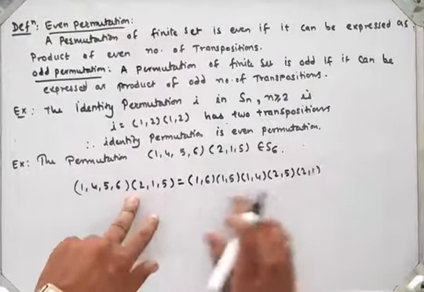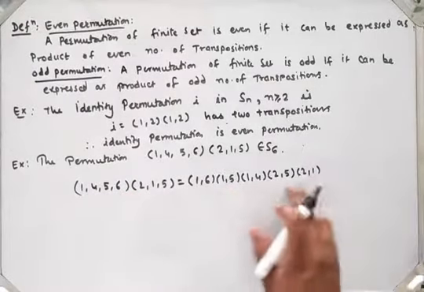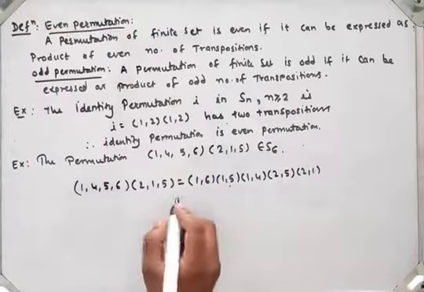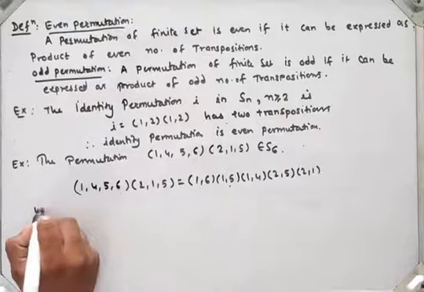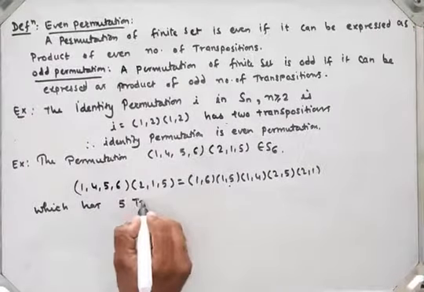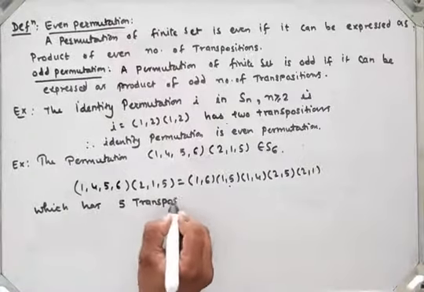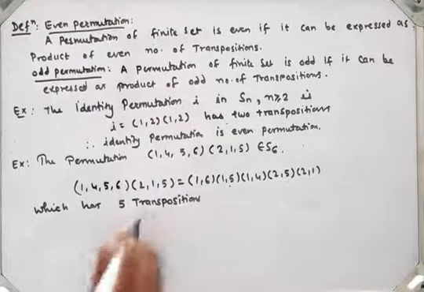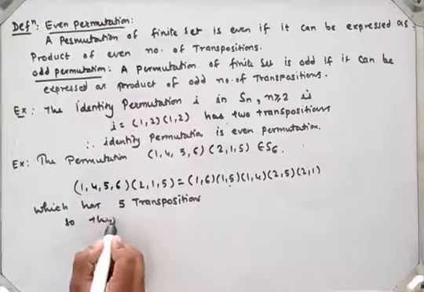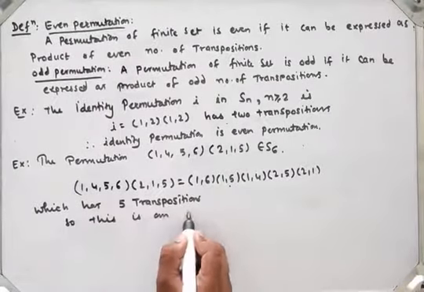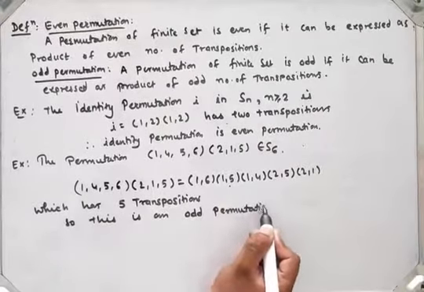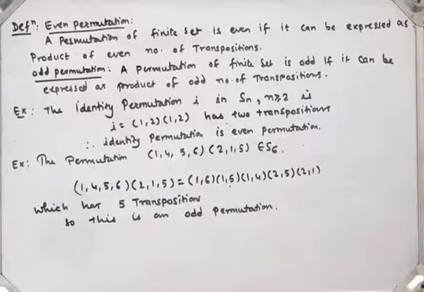So how many total transpositions? Total there are 1, 2, 3, 4, 5. So the total is 5 transpositions. Five is odd, so this is an odd permutation.